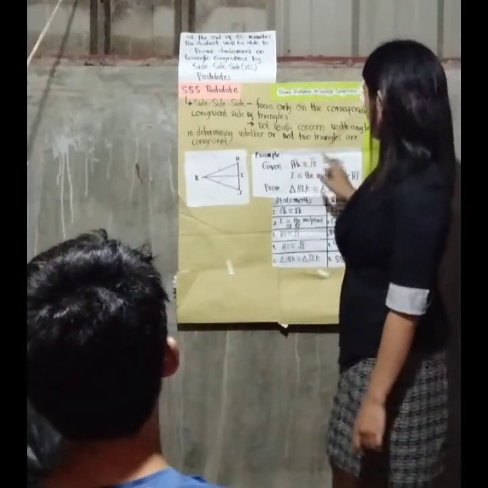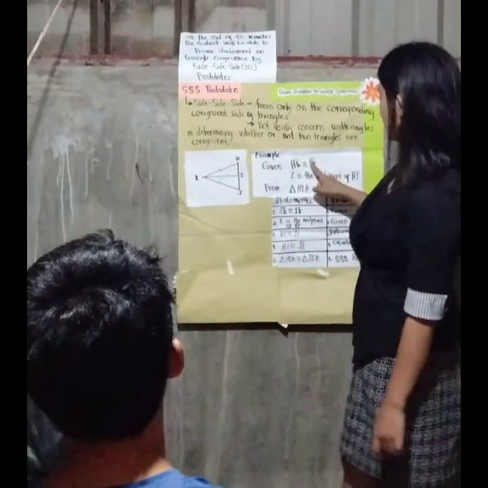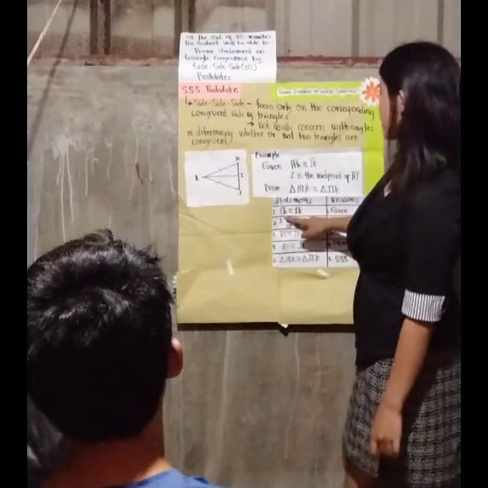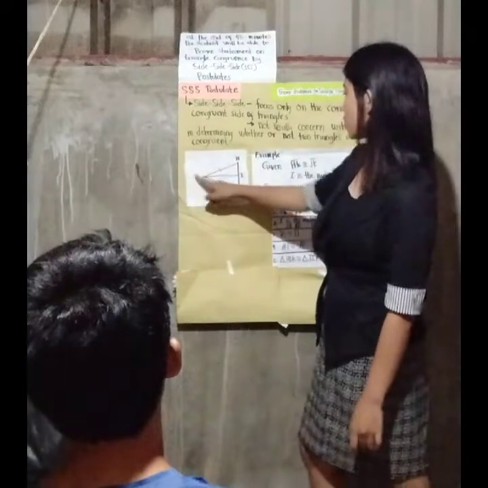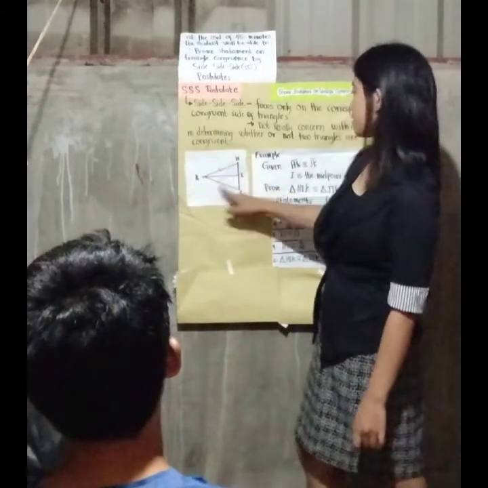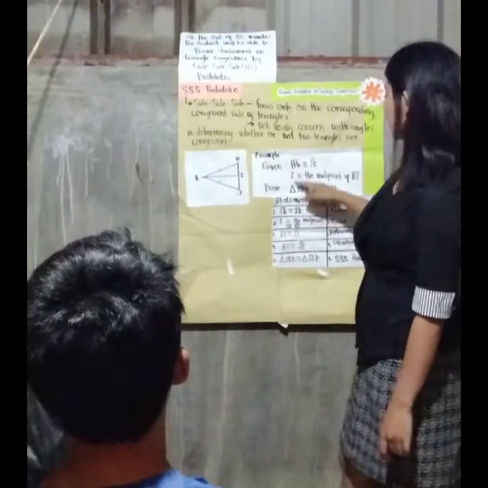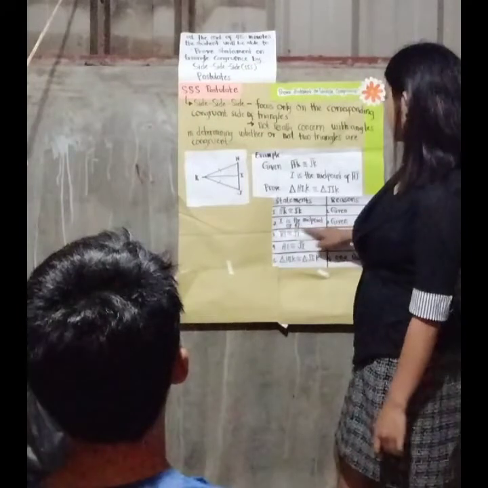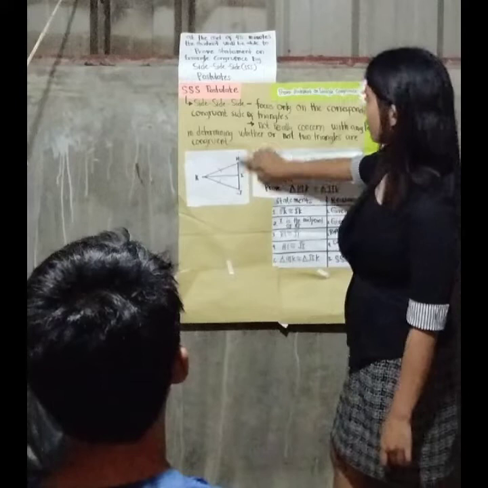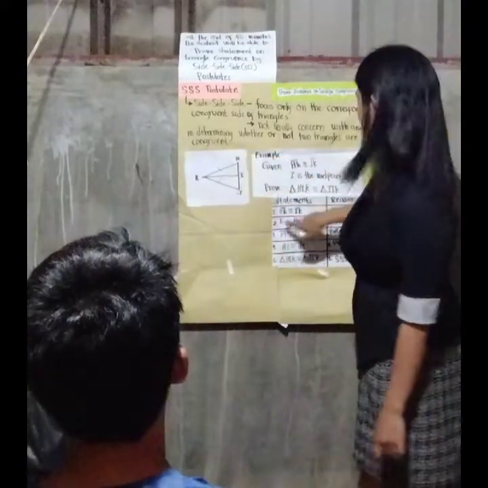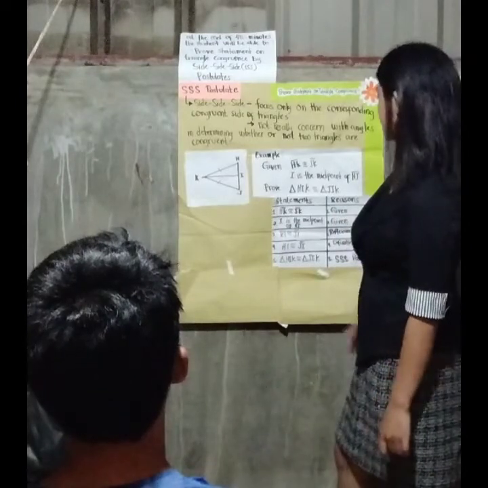So there are two given. Let's write there the line HK is congruent to line JK. There is another given: I is the midpoint of HJ. So this is the given. And the reason, so given and given.